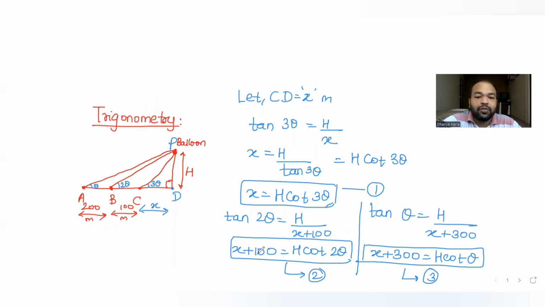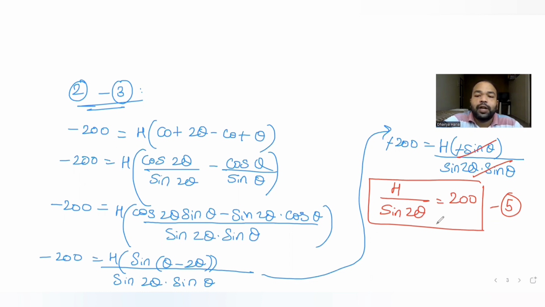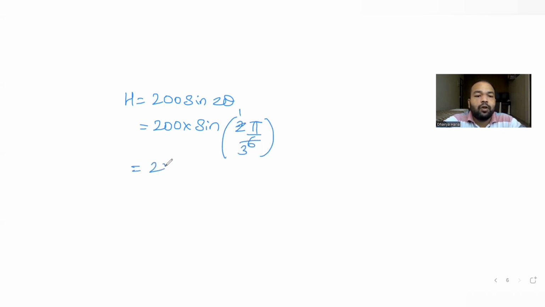So we have h x plus 100 is equal to h cot 2 theta, or we can put it in equation number 5 directly. Equation 5 says h is 200 into sine 2 theta. Theta we have as pi by 6, so that becomes sine of pi by 3. 200 into sine 60, which is root 3 by 2. So we have the answer here, that is 100 root 3, so the height becomes 100 root 3.